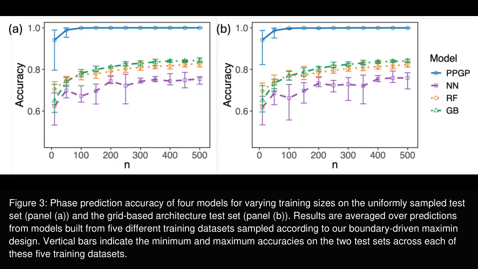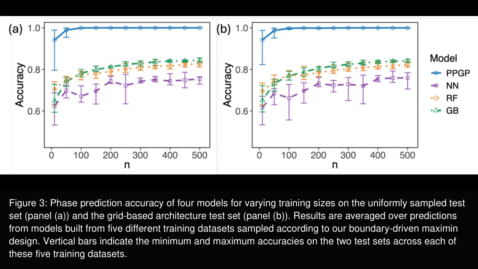Figure 3 compares the phase prediction accuracy of 4 different models as a function of training dataset size. Panel A shows results for a uniformly sampled test set, while Panel B shows results for a grid-based architecture test set. Each accuracy value is averaged over predictions from models trained on 5 different training datasets, selected by a boundary-driven maximum design. Vertical bars indicate minimum and maximum accuracies across these datasets.